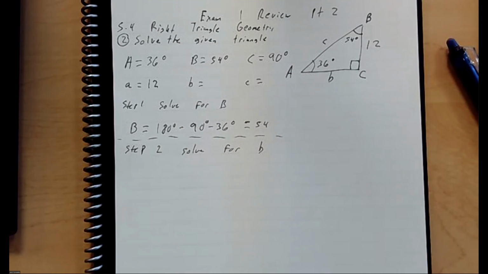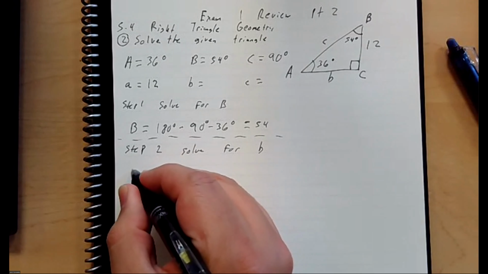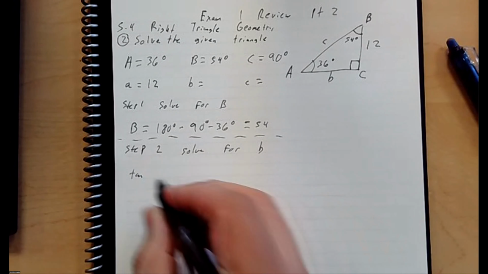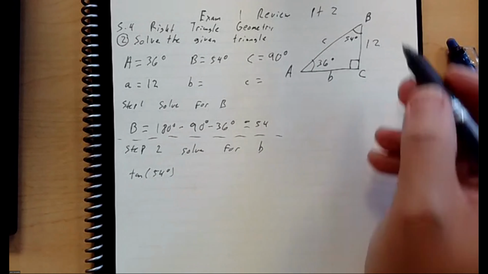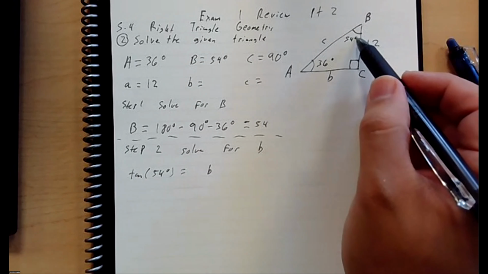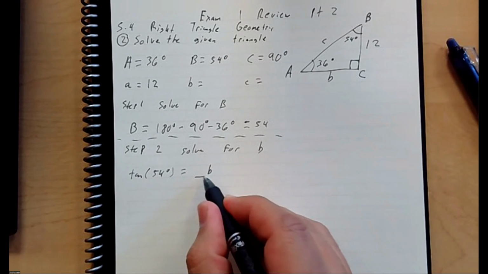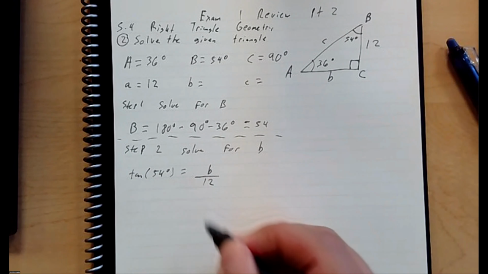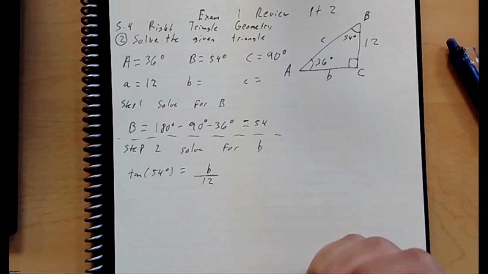Okay. Tangent of 54, you said, right? That will equal the opposite side, b, over adjacent. I think that would be the easiest way to do this. There's not just one way.